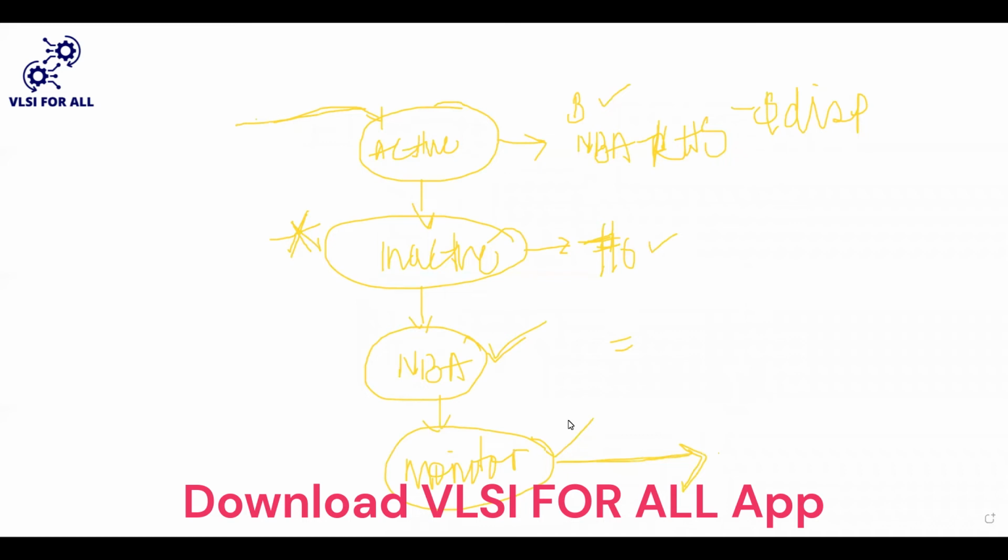So this is the major difference in the Verilog event queue or Verilog event scheduler. Here we are having only 4 regions, but in SystemVerilog that has been updated with 21 different blocks. So this is the Verilog event queue.